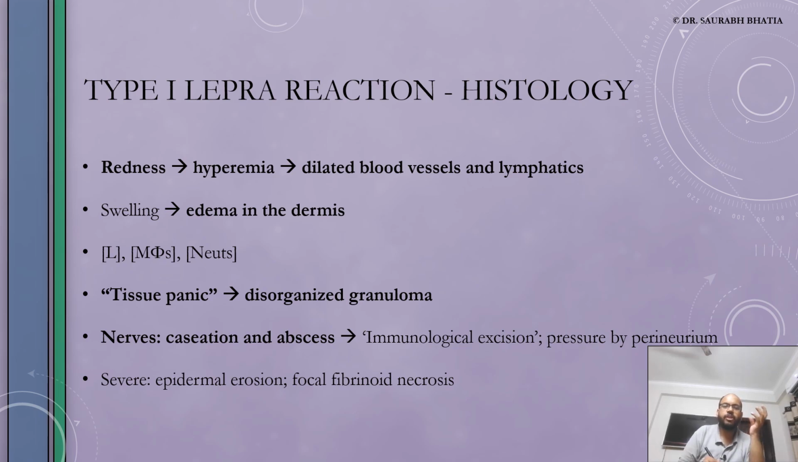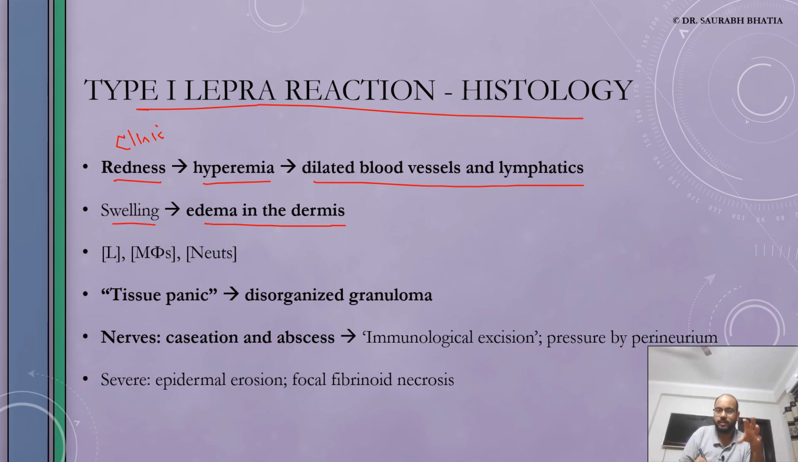So, in histology of type 1 Lepra reaction, when we look at a biopsy from a type 1 Lepra reaction, clinically, we see redness. That is nothing but hyperemia. That means increased blood flow to the lesion. And under a microscope, we see dilated blood vessels and lymphatics. Okay, there is swelling clinically, which under the microscope is because of edema in the dermis.